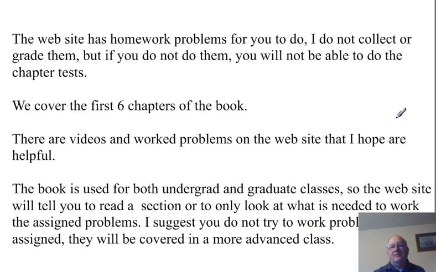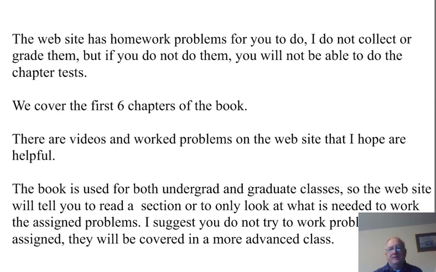The website will have problems. We'll have homework problems for you to do. I'm not going to collect any homework, nor am I going to grade any homework, but you're going to have to do the homework in order to be able to do the problems. We're going to cover the first 6 chapters of the book. There are videos and there are problems worked on the website. The videos are all YouTube videos, which means that you shouldn't have too much of a problem seeing them.